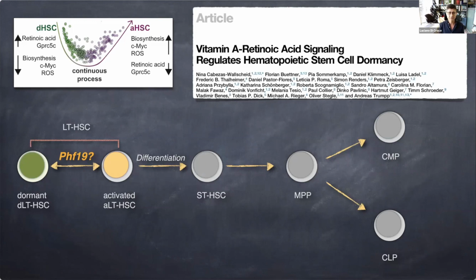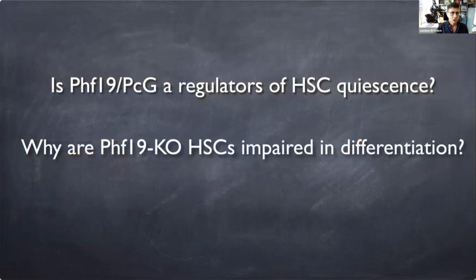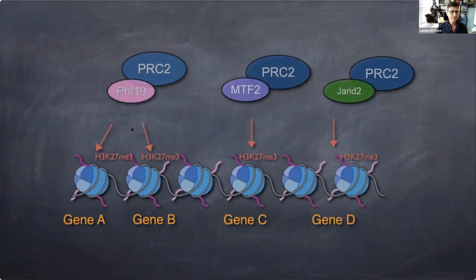In other words, is Phf19 controlling these two states? And is that related to the variation between PRC2.1 and PRC2.2 complexes? And how is this achieved, right? What is the mechanism in this one? So our hypothesis is that there are several PRC2 complexes: the PRC2 containing Phf19 or PCL3, which binds to specific genes, then the one containing PCL2 and the one containing JARID2.